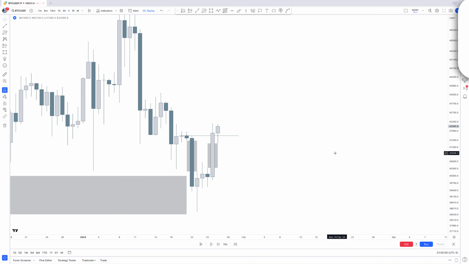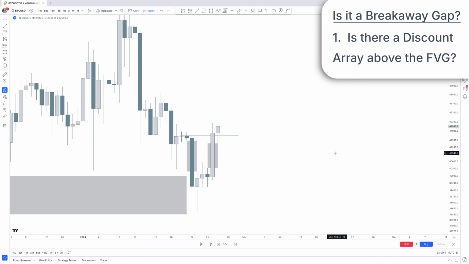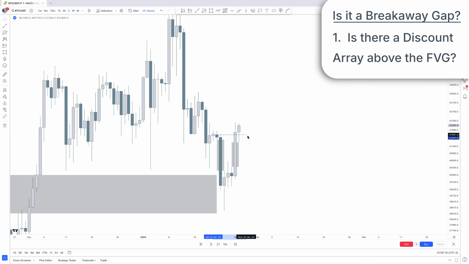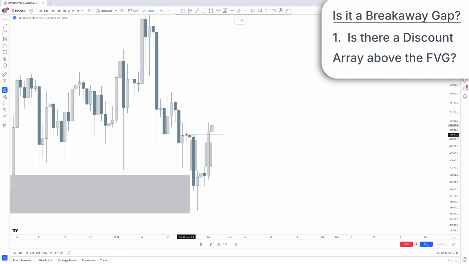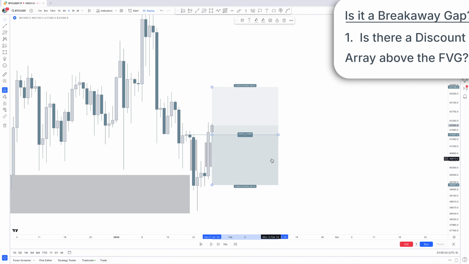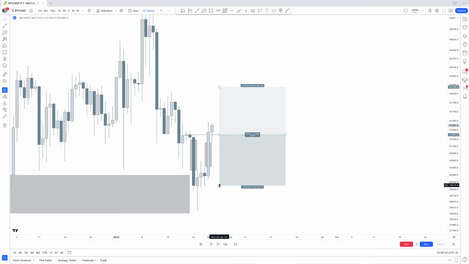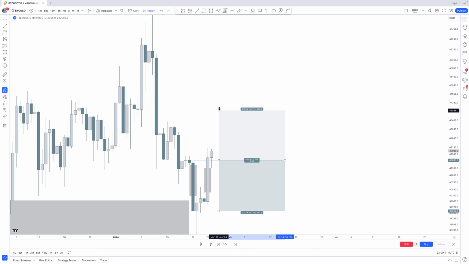So the first way of knowing if it is a breakaway gap right there is by knowing if there is a discount array above the fair value gap that you are about to enter on. If there is, then your entry is on that first discount array and not on the fair value gap. You do not necessarily need to cover the swing lows. You can cover the bodies right there, targeting a 1 to 2.